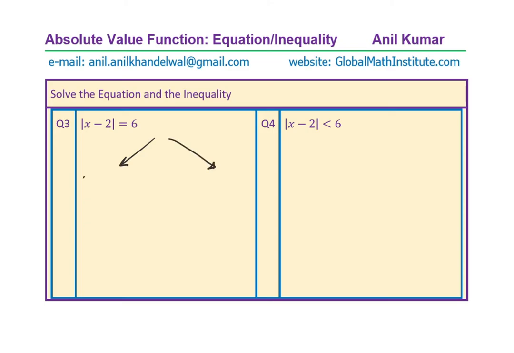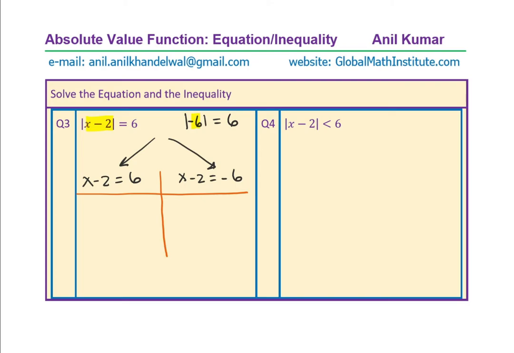One is that x minus 2 equals 6, but x minus 2 can also be equal to minus 6, right? Since the absolute value of minus 6 is also equal to 6, you get the idea. And therefore, the inside function, which is x minus 2, can be minus 6. Is this clear, right? So this visual representation gives you an idea of the basic concept. So we'll solve both of these simultaneously and find our solution.